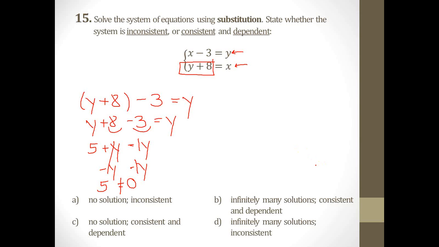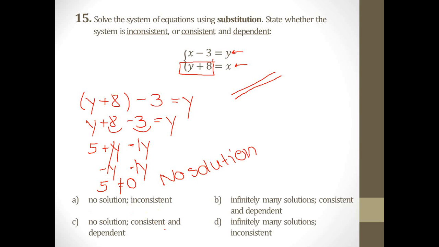But Christine is right. These two lines are parallel, which means there is no solution. They are never ever going to cross. So let's look at our two options that say no solution. Right here, A and C, and then we have inconsistent and consistent.